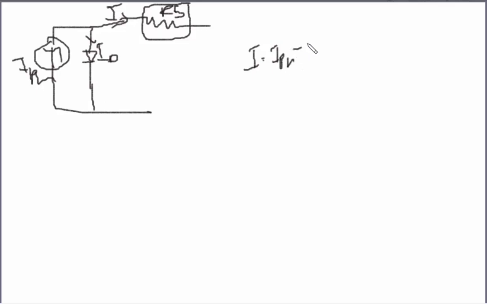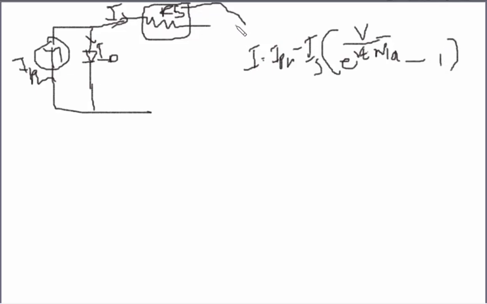minus ISAT into e to the power of, I will take Vt, and if I get more number of cells I will add n cell, then V minus 1. This is the basic equation. But if I get the resistance, then what do I have to do? I have to modify this equation. How?